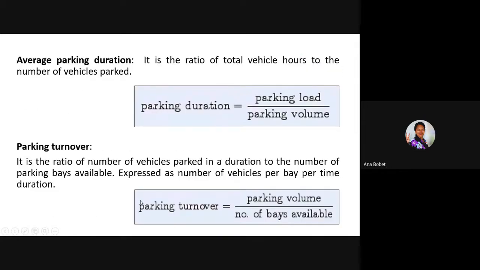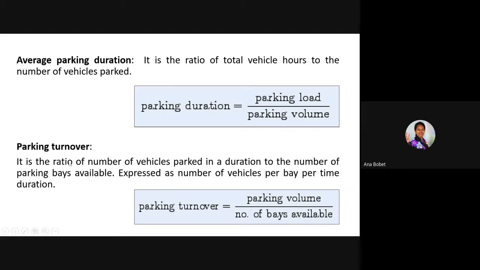Then we go to parking duration. So it's all related to time. On average, how long does a vehicle usually park in that area? So it is the ratio of total vehicle-hours to the number of vehicles parked. So the unit is parking load divided by parking volume. So if 5 cars entered your parking area, and then some left and some stayed, on the average, what is their duration? That is the average.